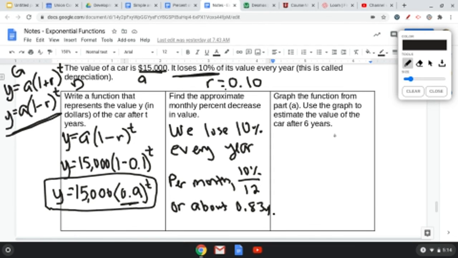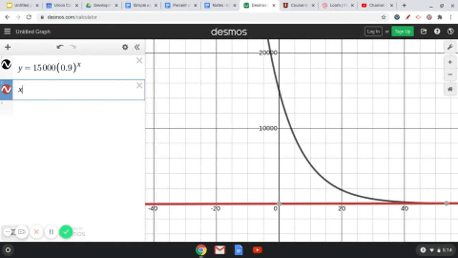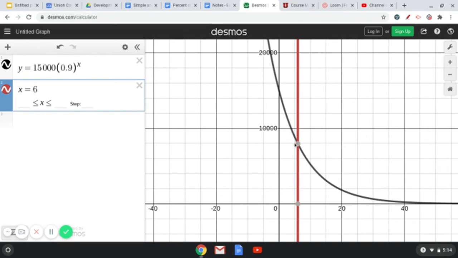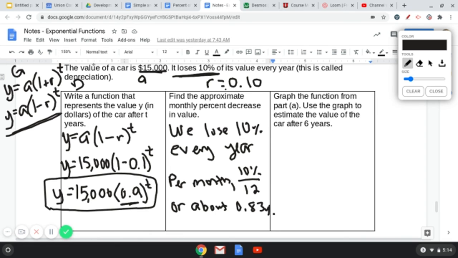All right. This is a little bit more reasonable to see. I forgot. We are estimating the value of the car after 6 years. So this is when x equals 6. Well, what would the value of that car be? $7,971. So it'll be about $7,971. So after 6 years, our car's value is about cut in half.